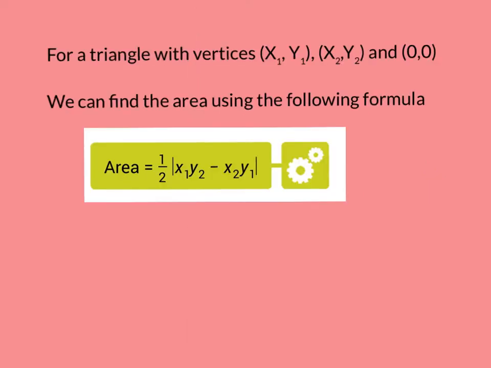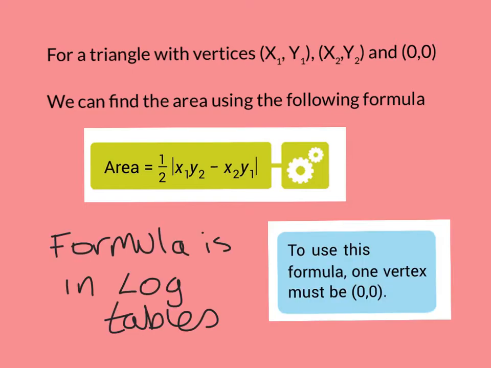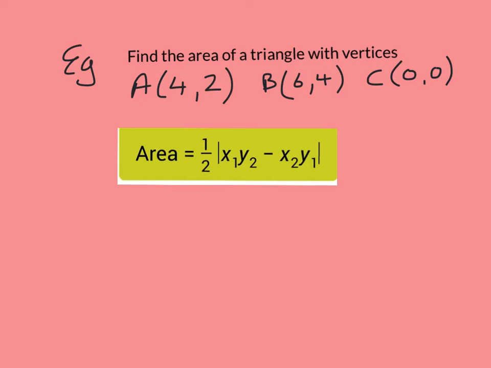Okay, so for a triangle with vertices (x1, y1), (x2, y2), where one of the vertices must be (0, 0), we can find the area using the following formula, and this formula is in your log tables. Just put into your notes that the formula is in the log tables, and to use this formula, one vertex must be (0, 0). The first thing I'm going to show you is how to use the formula, and then we're going to look at a question where none of the vertices are (0, 0), so we're going to have to move the triangle.